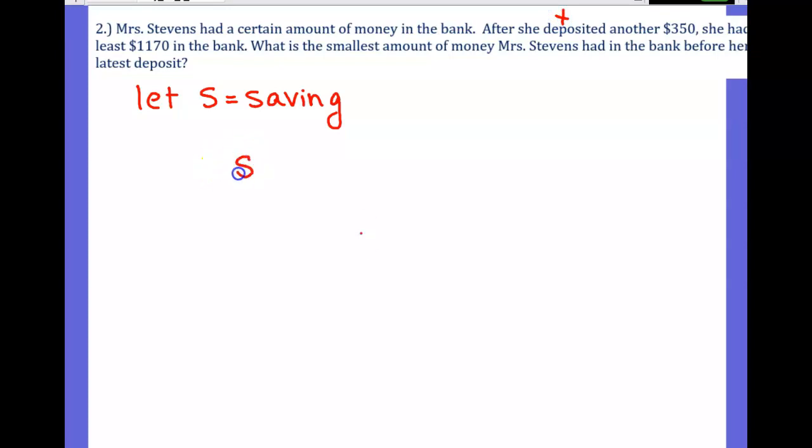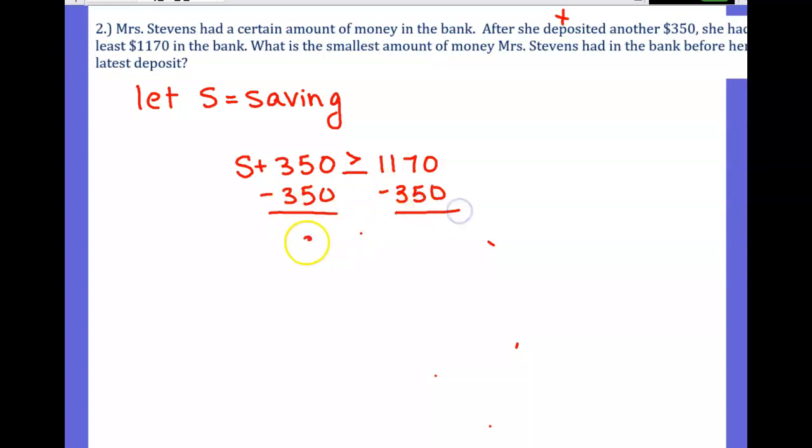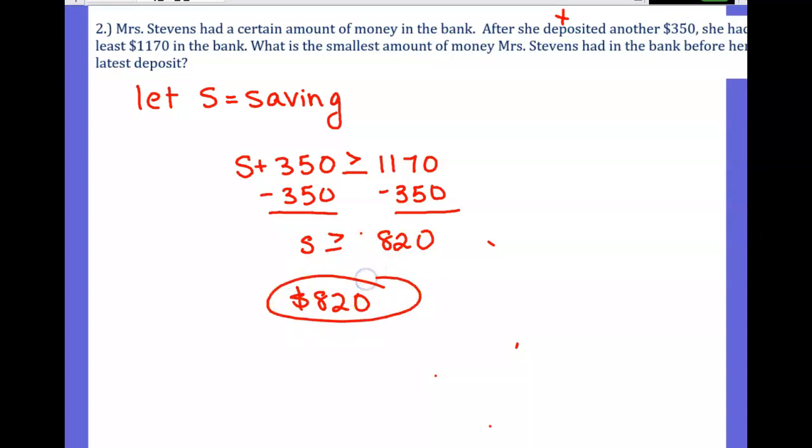So if we take savings and we add 350 and we want at least 1,170, that means it's going to be greater than or equal to 1,170. Okay? So from there, it just becomes simple solving. We just subtract 350 from both sides. When we do that, our S is going to be greater than or equal to 820. So she had at least $820 in the bank to answer the question. All right, you always want to answer the question that the problem is asking.